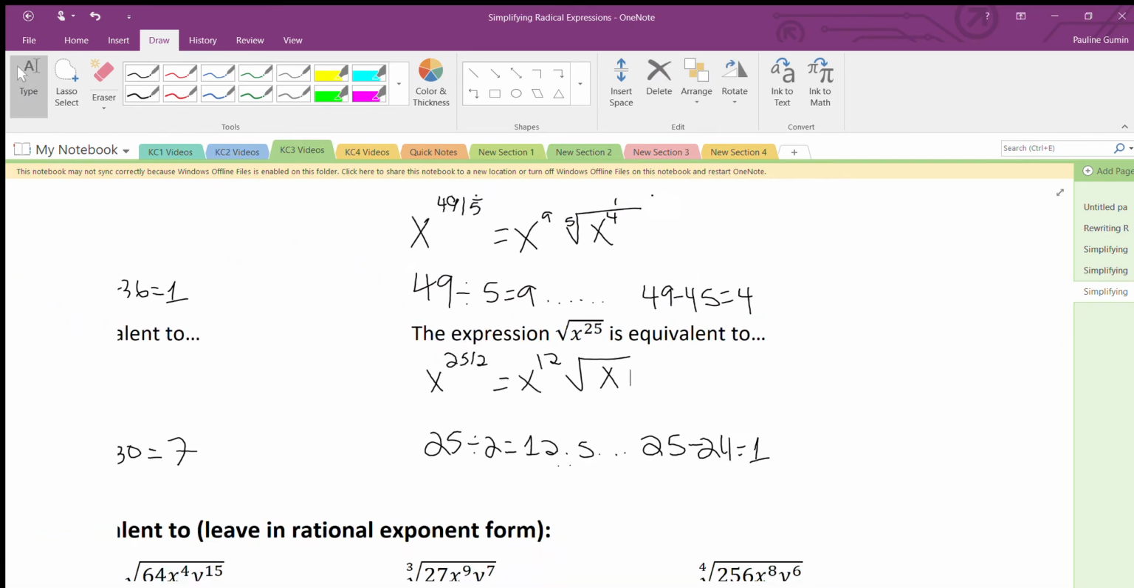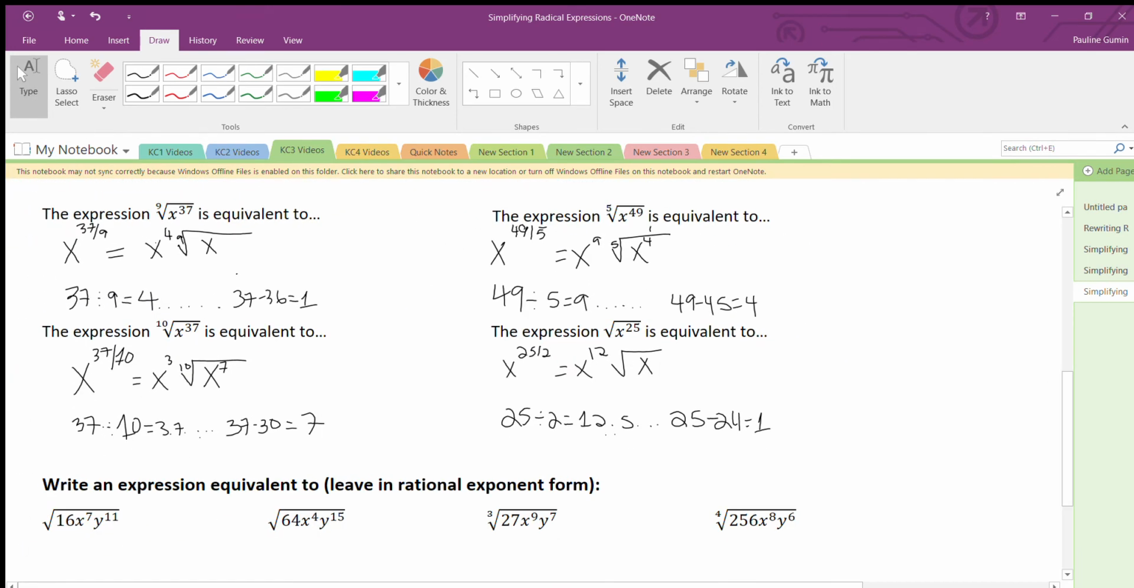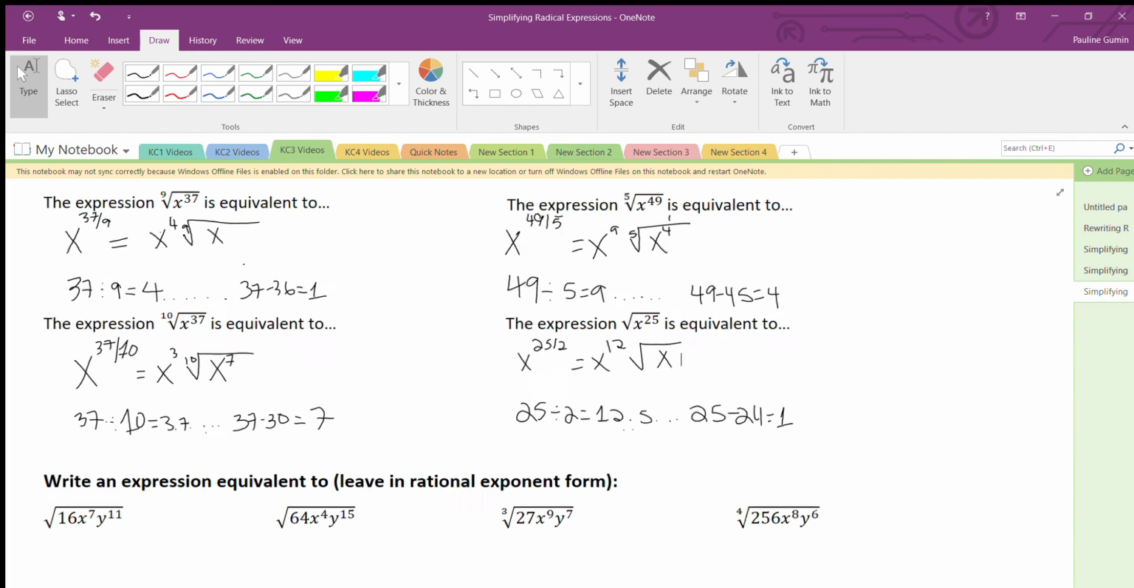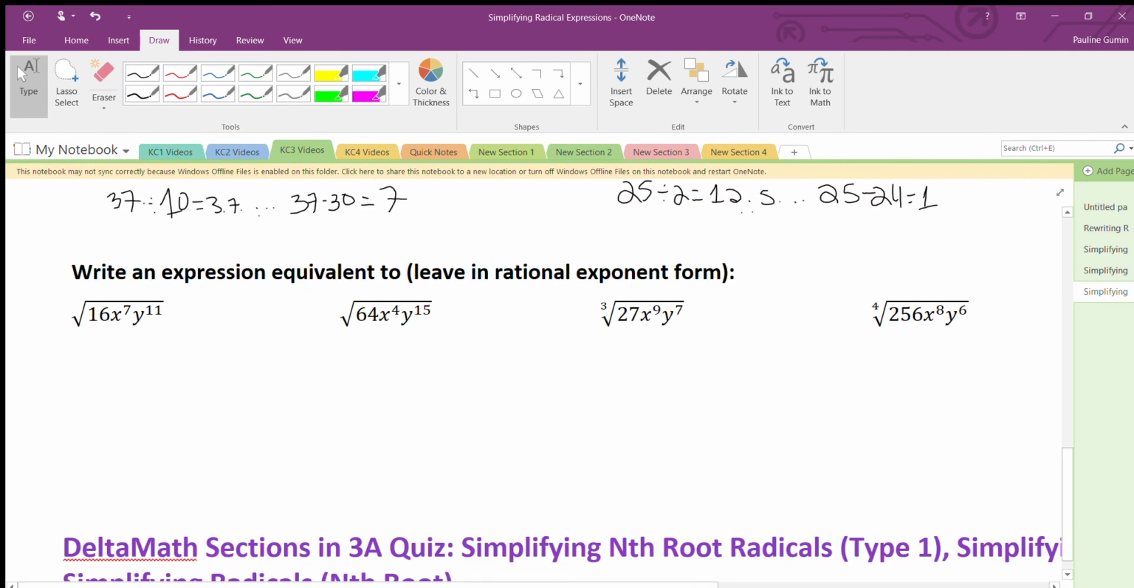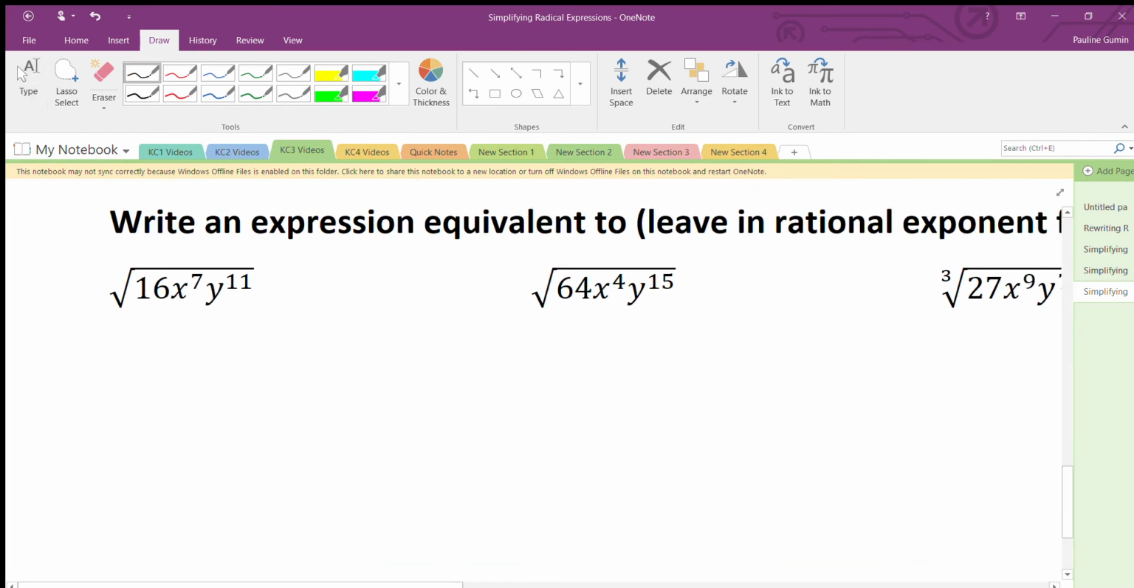Okay, so what this means in these 4 problems is we are dividing. The whole number is given as a perfect exponent to the variable, and the remainder goes underneath the radical. When we're doing it in rational form, it's a little easier, I think, because we don't have to go back to a radical, or at least not the way that I do it. So let's try this out.